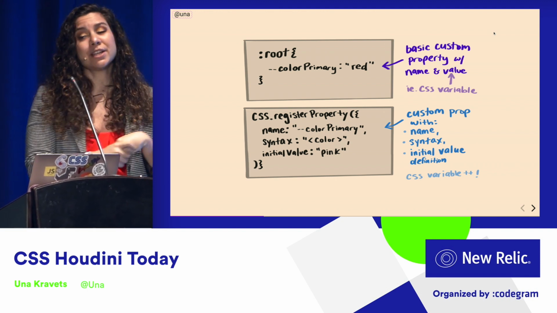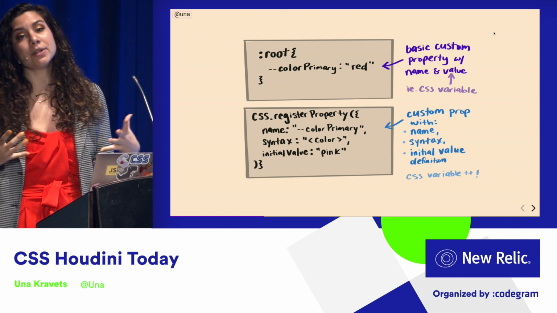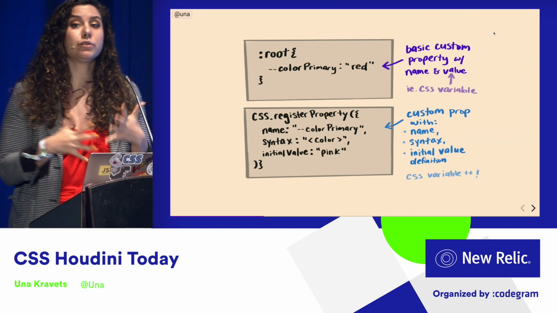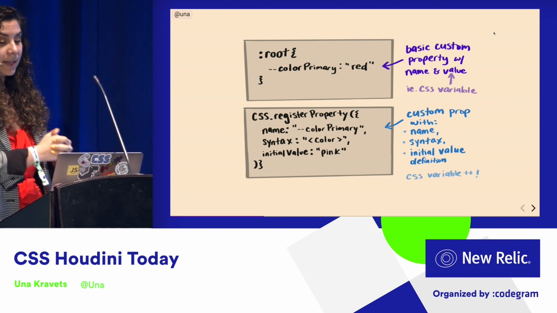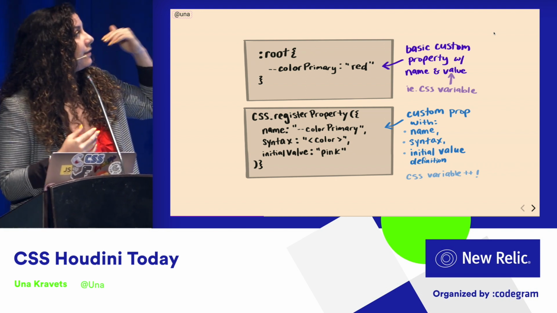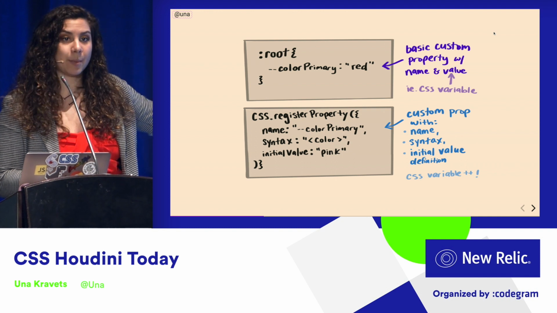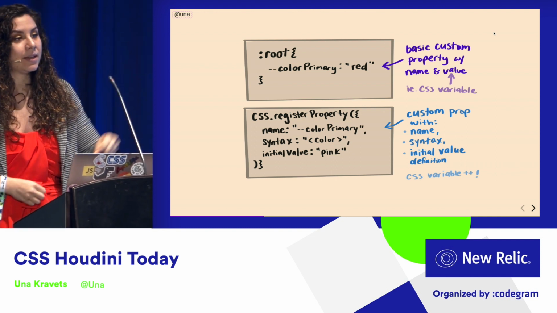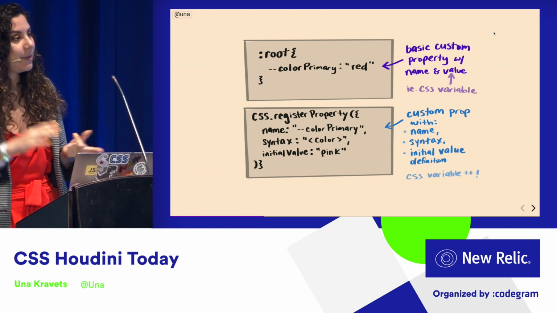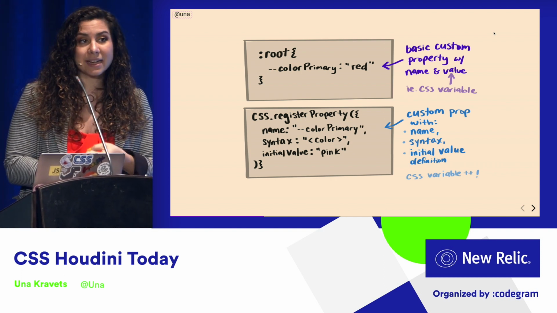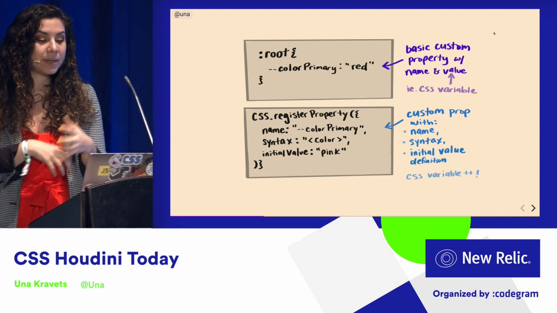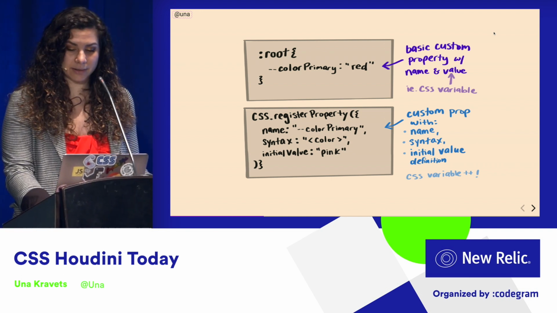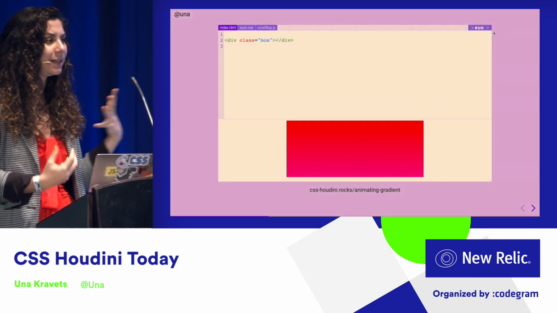But custom properties, registered custom properties in Houdini are going to give those variables superpowers and let us do so much more. So with custom properties, you can set up a name and a value. That's current custom properties, CSS variables. With registered custom properties, we can set up that name, value, but also a syntax, an initial value definition so it can fall back, and you can set up if it inherits from its parent or not. So it's like a CSS variable plus plus.